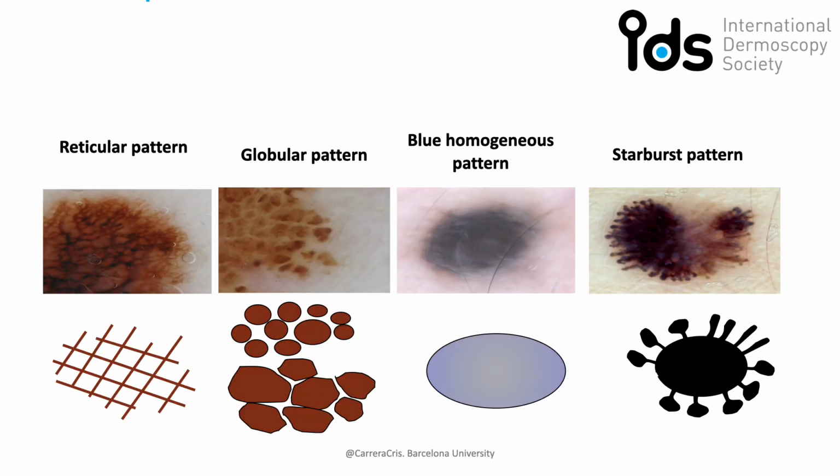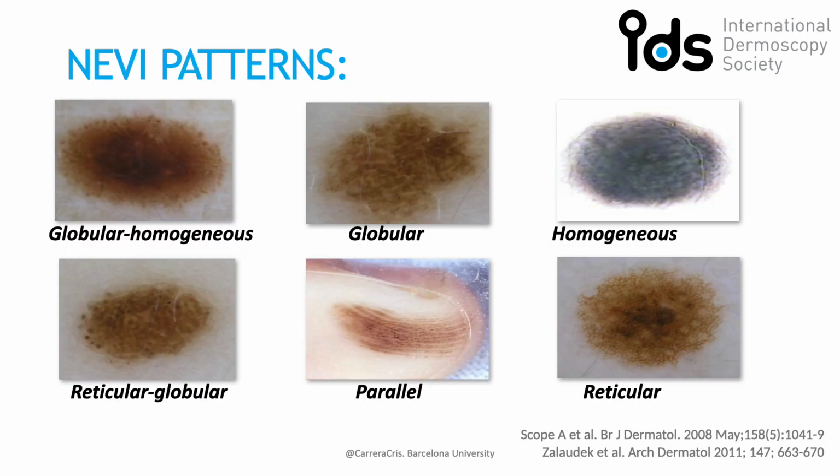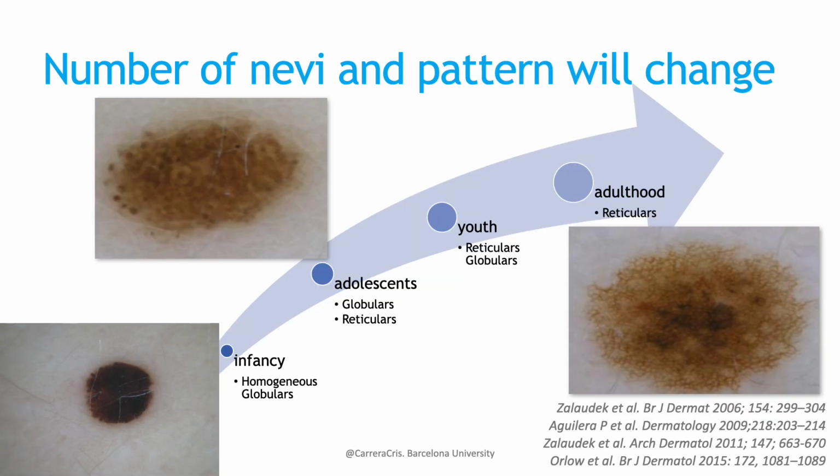So we will find the overall patterns that you all know that melanocytic lesions can present. And of course, we can find the combination, for example, the globular and the homogeneous, or the reticular and globular, or homogeneous and reticular. Of course, the acral side will present the typical parallel furrow pattern, but I'm not going to go into this. First, the number of nevi and the dermoscopic pattern will change according to the age.